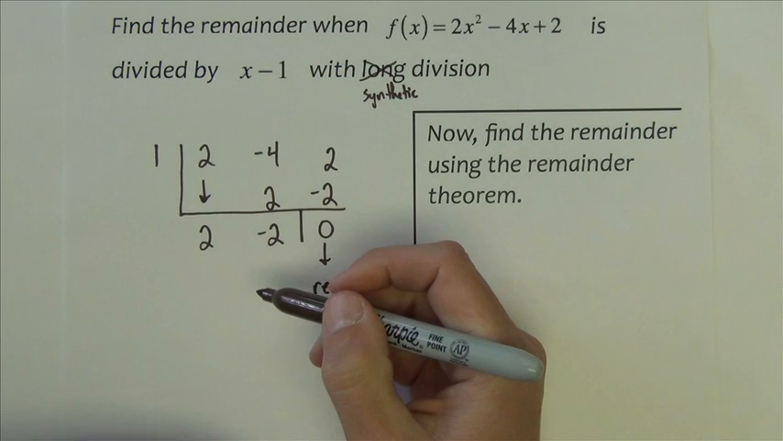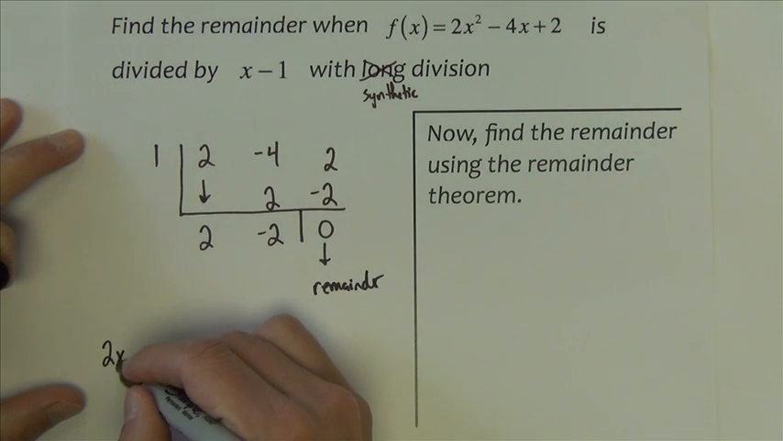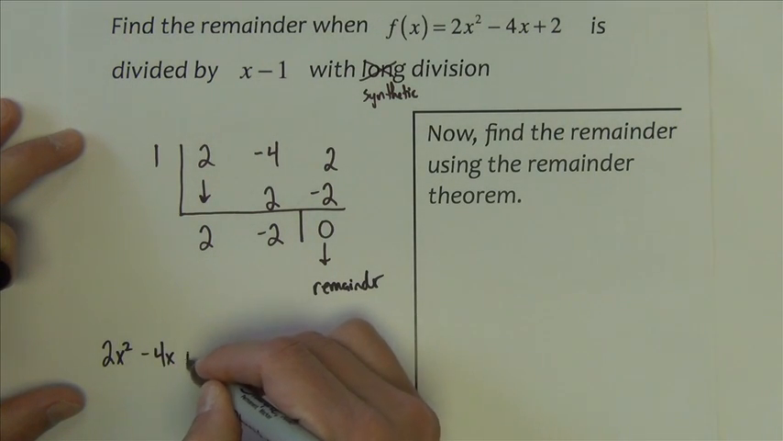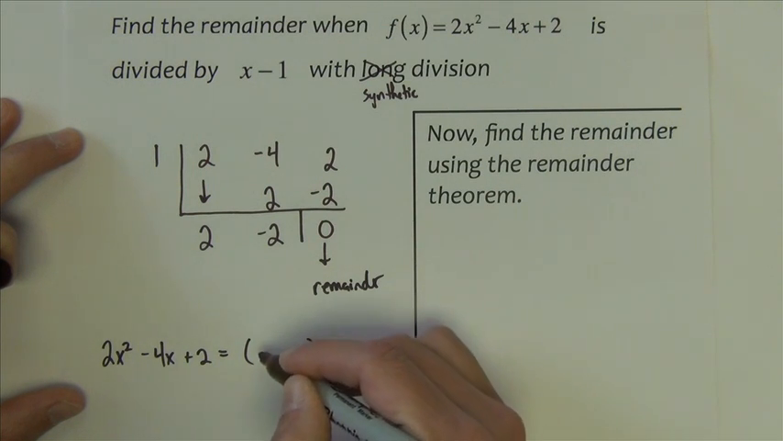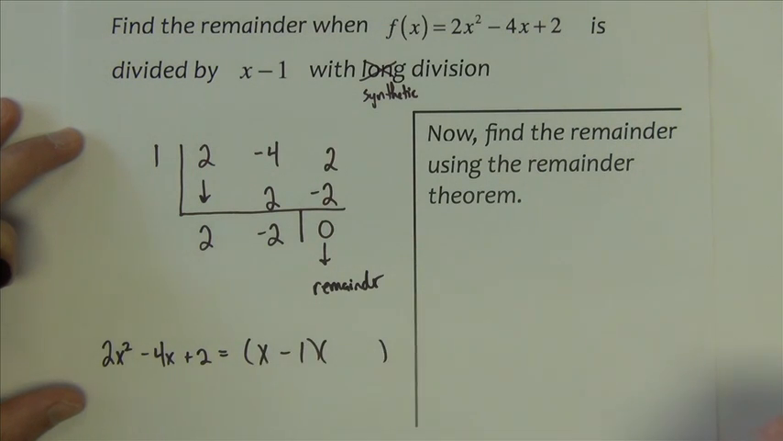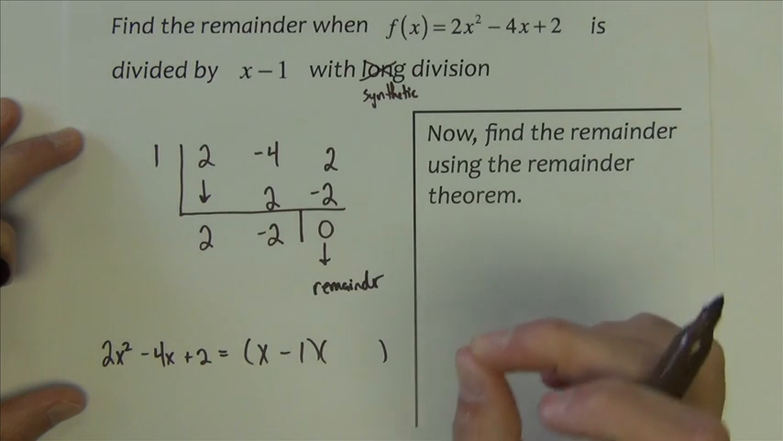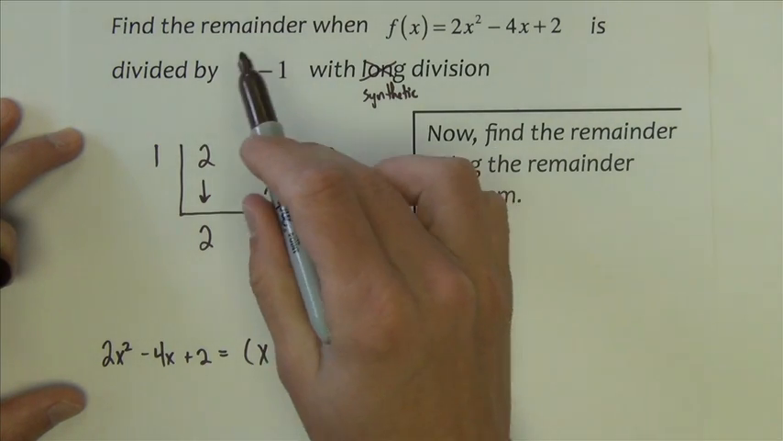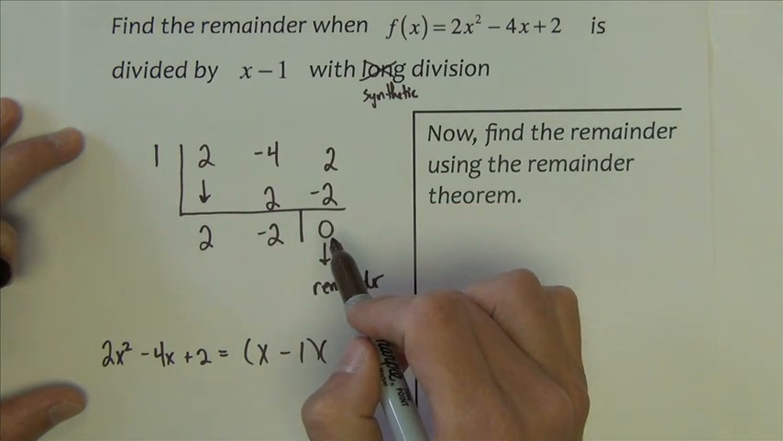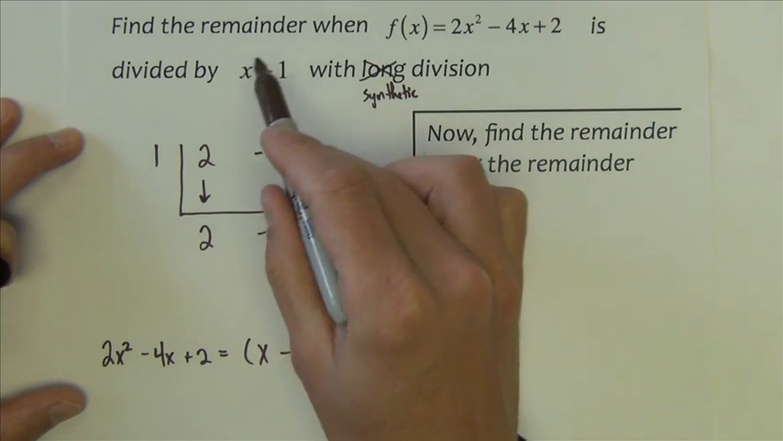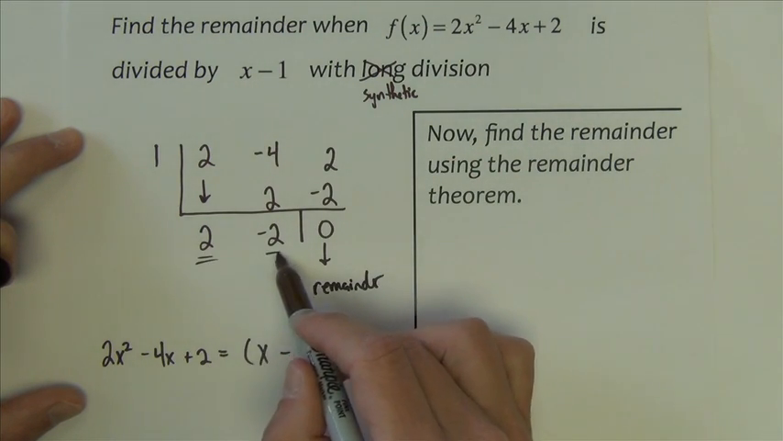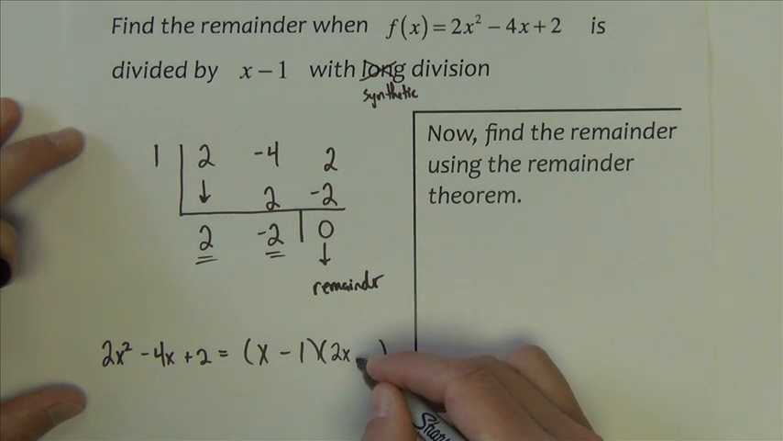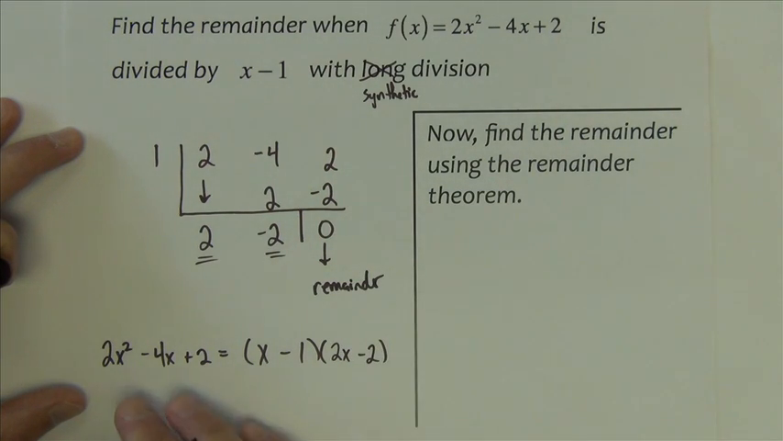In other words, 2x squared minus 4x plus 2, if we were to factor it, one of the factors is x minus 1. That's what the factor theorem tells us. If we divide and get a remainder of 0, then what we divided by is a factor. The other factor is this leftover piece, which represents 2x minus 2. It gives us a way to factor polynomials.